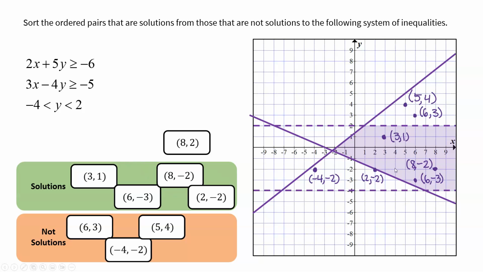And 8, 2. 8, 2 falls right here. It falls on a border as well, but it's a dash border. That dash border is not included as part of the solution. It doesn't make this one true at all. So it's not a solution.